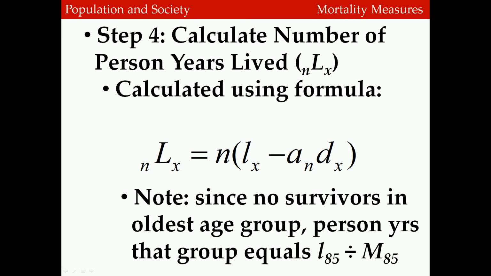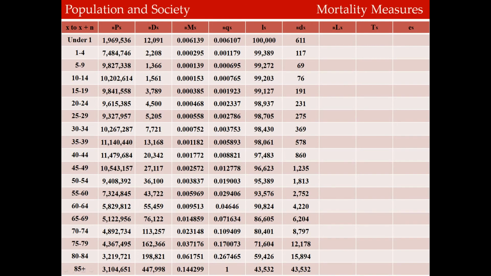I'll note that since there are no survivors at the oldest age range, the way that we calculate the person years lived for that age range is we just divide the number of people in the hypothetical population by the age-specific mortality rate for that group. So returning to our table, here's what that's going to look like.